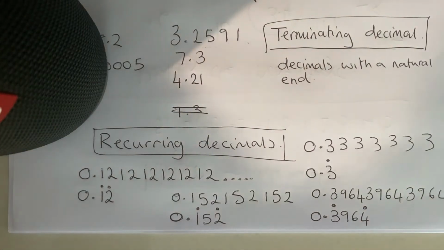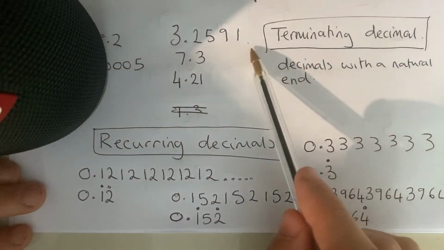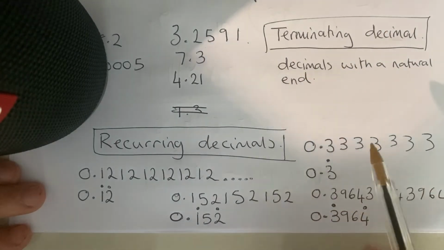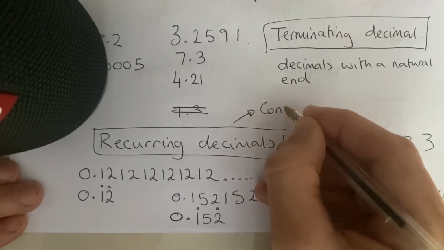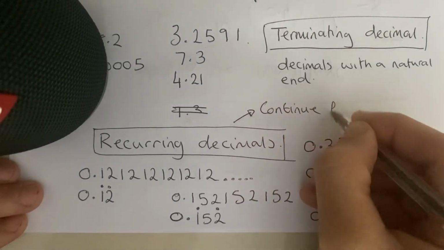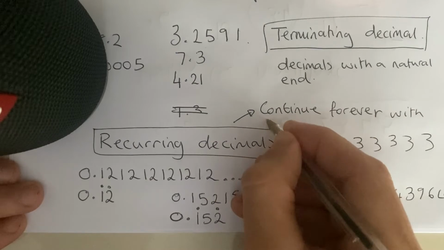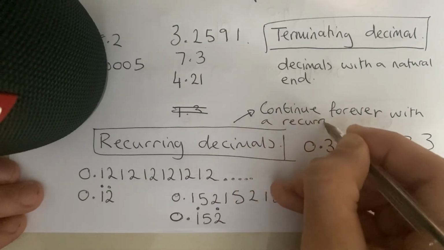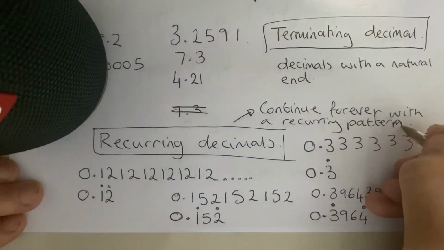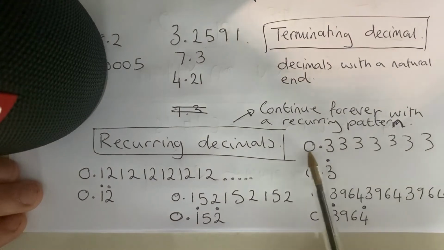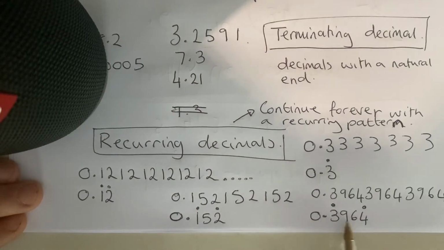Okay, great. So these are what we call recurring decimals. They're not terminating decimals, because terminating decimals have a natural end. Recurring decimals continue forever with a recurring pattern. Whether the pattern's the same number repeated over and over again, or the pattern's this number.